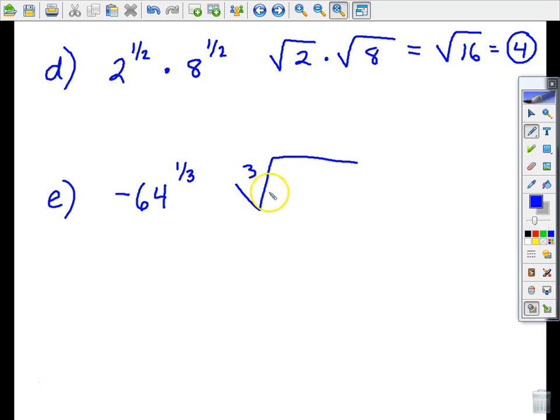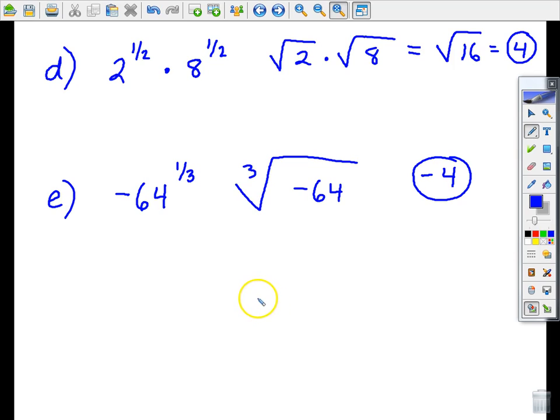The cube root of, actually we're just going to say the cube root of negative 64. You're only going to use the number i if the index is even. Okay, so is there a perfect cube root of negative 64? Is there a number that would multiply times itself 3 times to give us negative 64? Negative 4. So that would be our final answer.